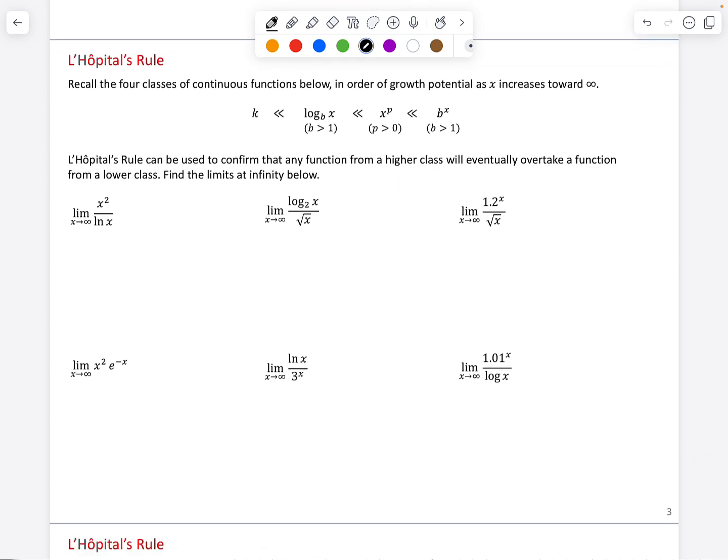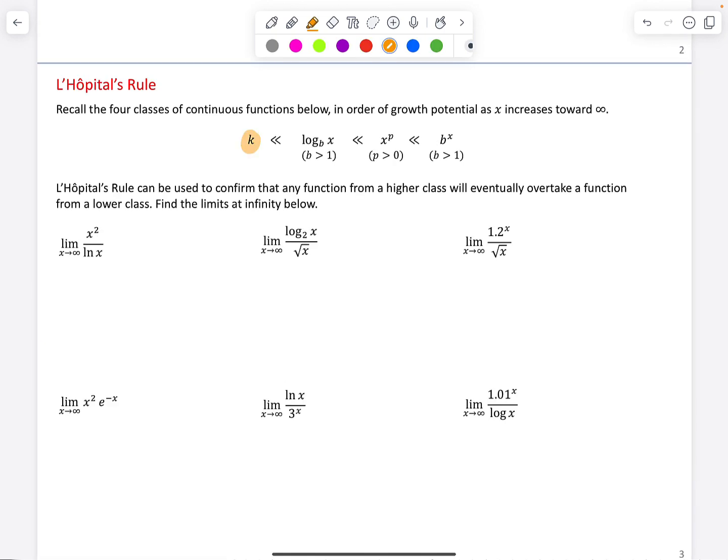Recall the 4 classes of continuous functions below in order of growth potential as x increases toward infinity. K stands for any constant. And then we have a logarithm function where the base is more than 1. That ensures that we have a growing logarithm function. And what this symbol means is that a growing logarithm will eventually exceed any constant.